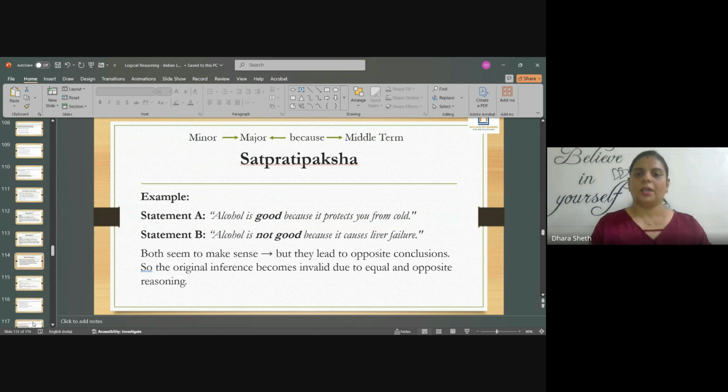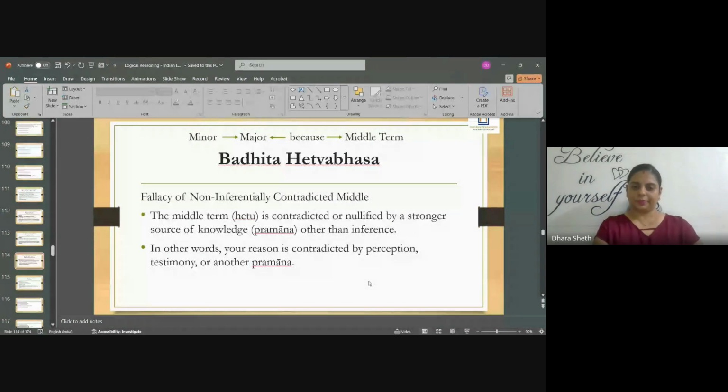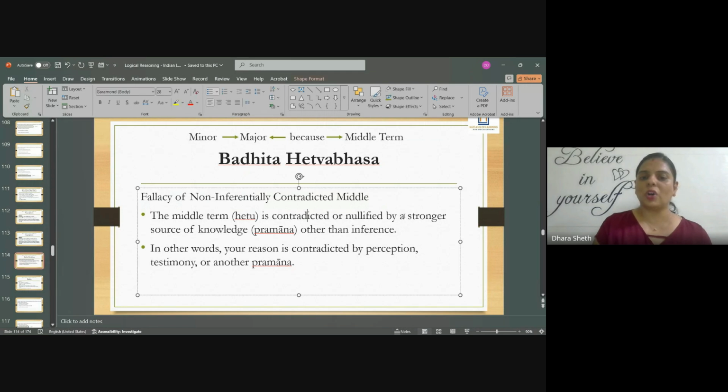Next. Badhita Hetvabhasa. Non-inferentially contradicted middle. Here the middle term is contradicted, but not because of inference. It is just contradicted. We saw Abadhita; this is the fallacy of that. The middle term is contradicted by a stronger source of knowledge or pramana other than inference. It is contradicted by perception, testimony, or other pramana. Non-inferentially contradicted. It is not that the inference is causing the contradiction.